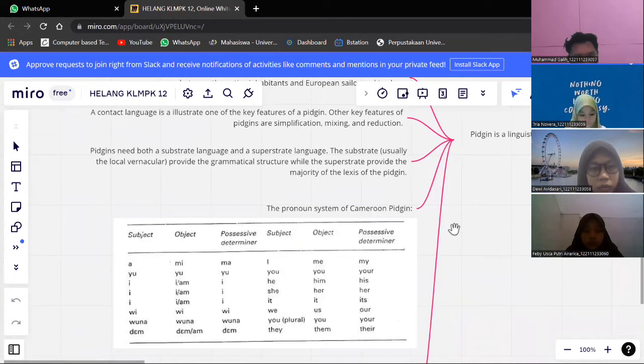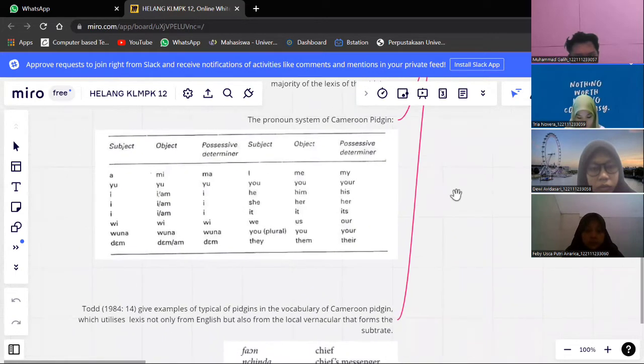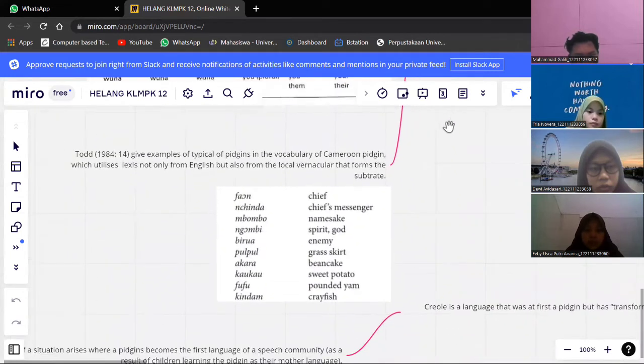The substrate, usually the local vernacular, provides the grammatical structure, while the superstrate provides the majority of the lexis of the pidgin. And this is the pronoun system of Cameroon pidgin. Then, just to give an example of what is typical of pidgin, the vocabulary of Cameroon pidgin utilizes lexis not only from English but also from the local vernacular, that is, from the substrate.